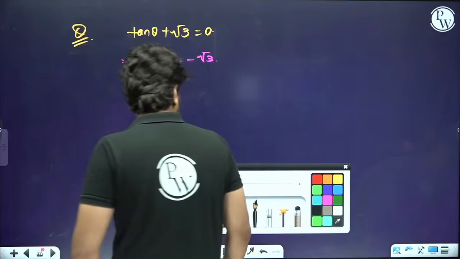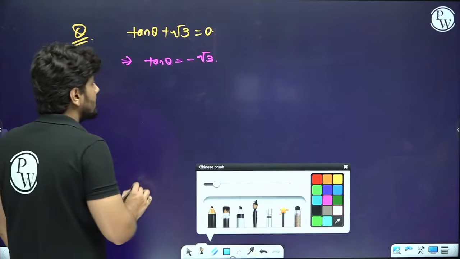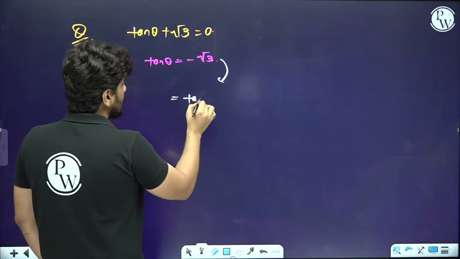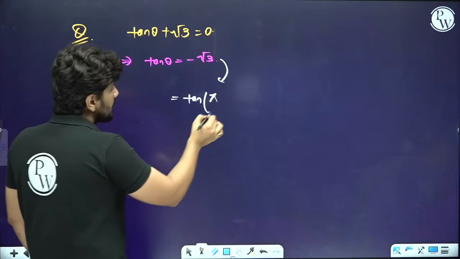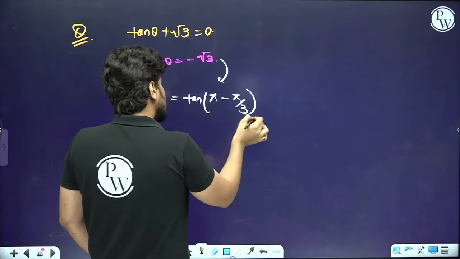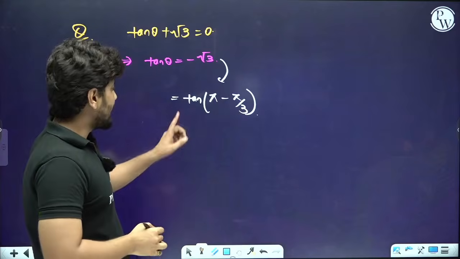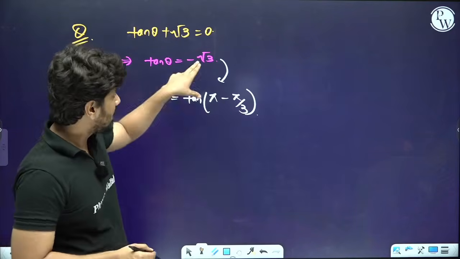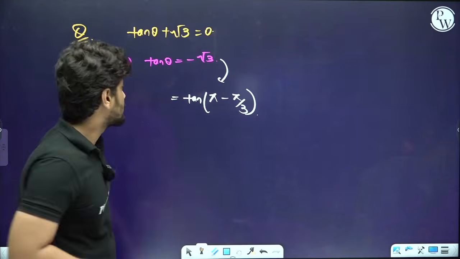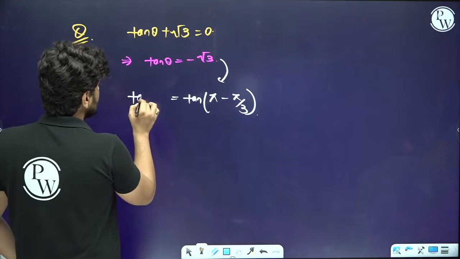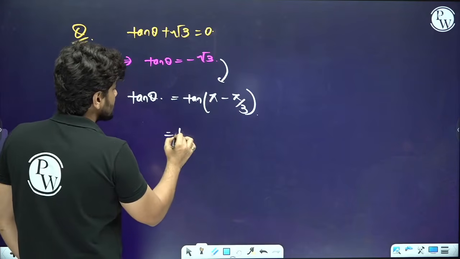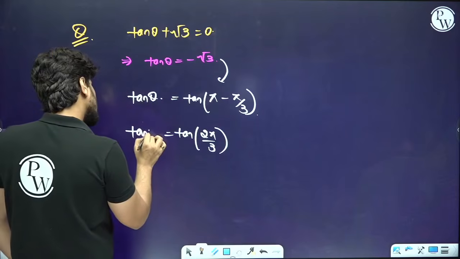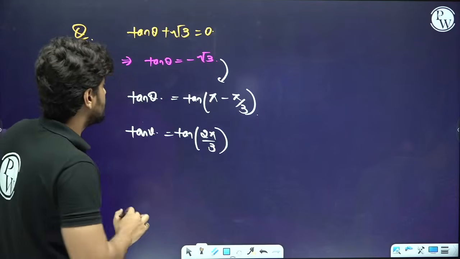So we know that tan is equal to root 3 at pi by 3. So this is basically, you can write minus root 3 as tan of pi minus pi by 3. Tan of pi minus theta is minus tan theta. Tan of pi minus pi by 3 is minus tan pi by 3. Basically that is minus root 3. Okay, so we have tan theta is equal to tan of pi minus pi by 3, which is tan of 2 pi by 3. Okay, tan theta is equal to tan of 2 pi by 3.